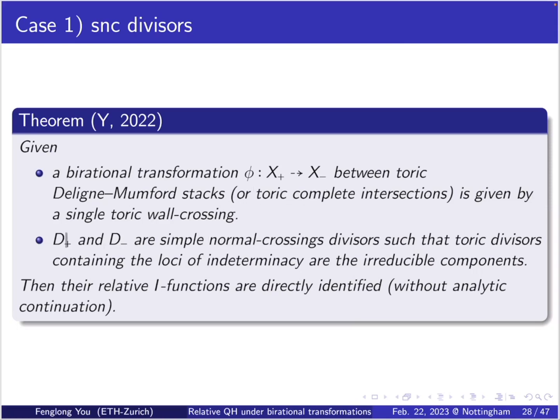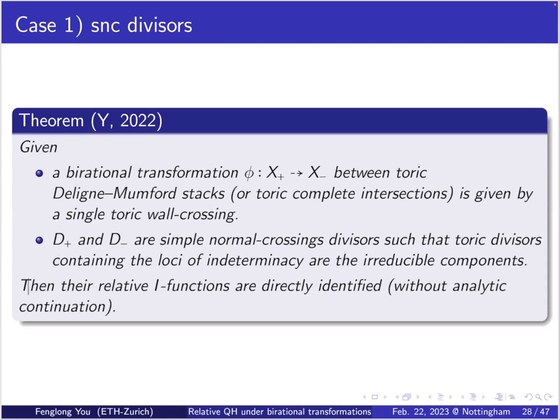then we can choose these divisors D plus and D minus in a way such that these toric divisors containing the loci of indeterminacy are the irreducible components of the divisor, which means that if we take the complement of D plus in X plus, it will be the same as the complement of D minus in X minus, and the complements of the divisors of these two pairs are the same, and it's natural to expect that the Gromov-Witten theories are the same.